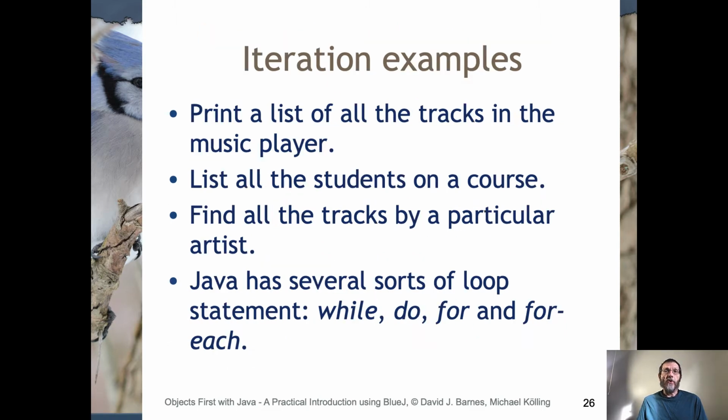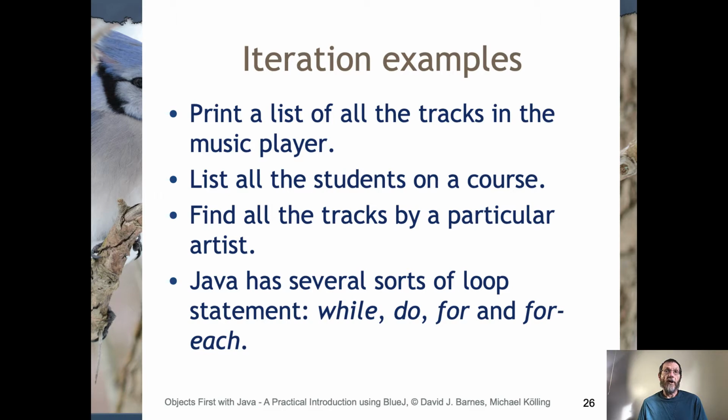Some examples of iteration might be, for instance, that we wish to list out all of the tracks that are stored in our music organizer. If we've got a collection of students, then we might want to list all the students who are taking a particular course. We might want to do some selective processing on our collection of audio tracks. We might want to list out all those tracks by a particular artist that we happen to be interested in.